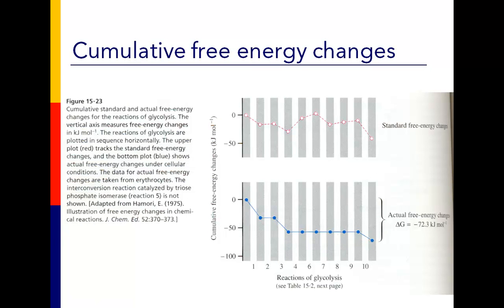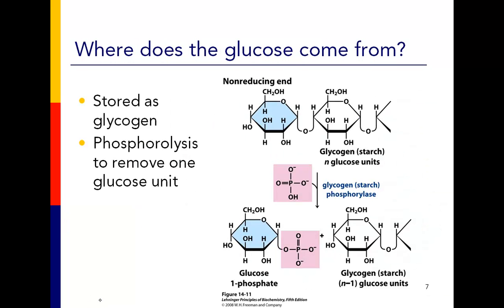Okay, so that's just another graphical way of seeing those free energy changes. So here's the whitewater rapids that we're going down if we have an abundance of glucose as a metabolic fuel. Okay, so again, if we're going to have glucose as a fuel, where does it come from?